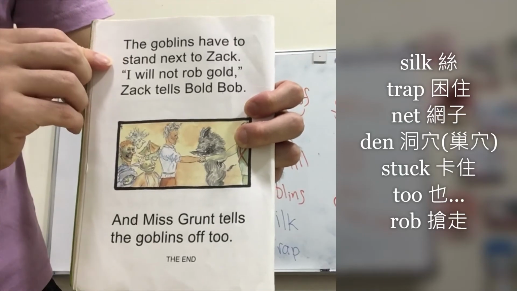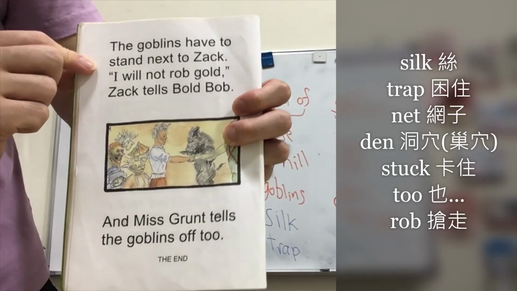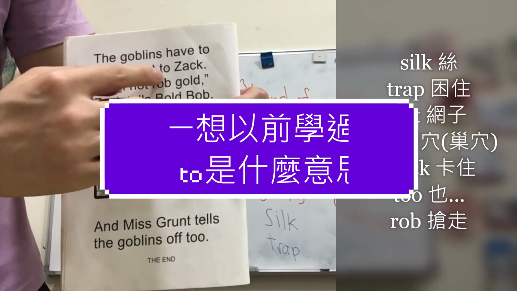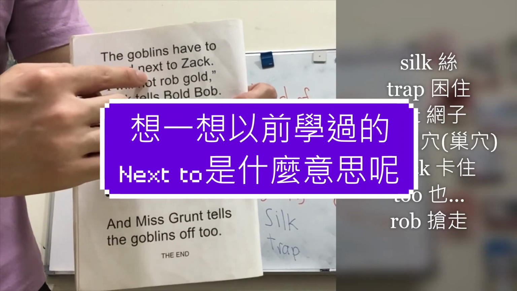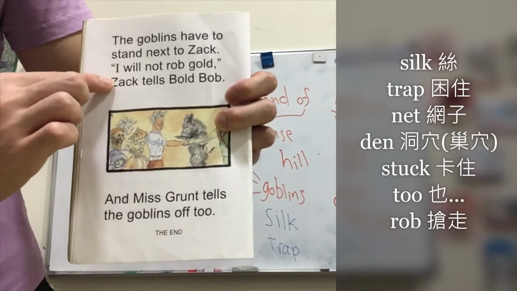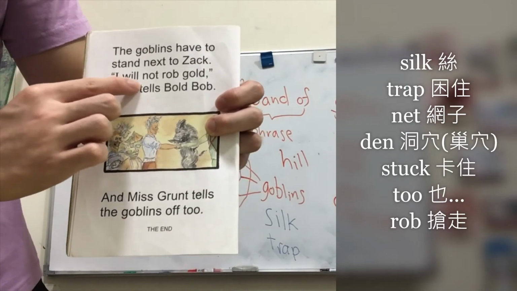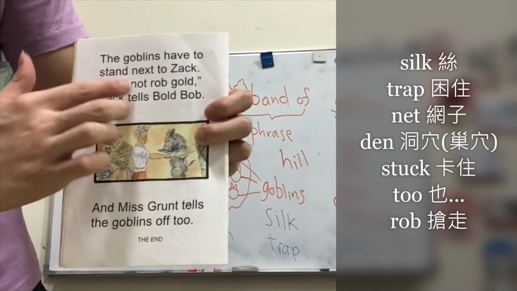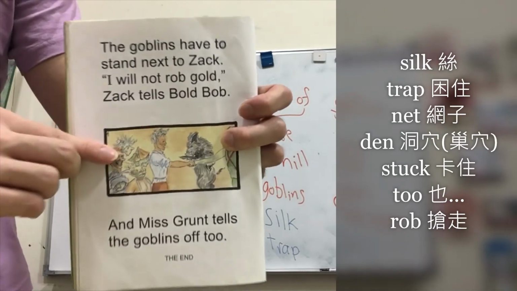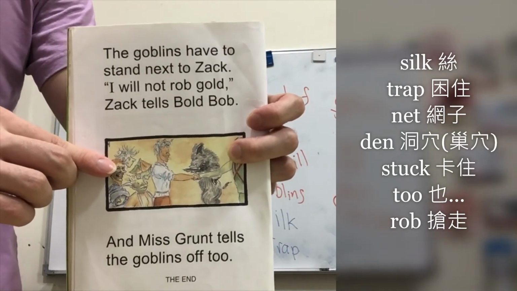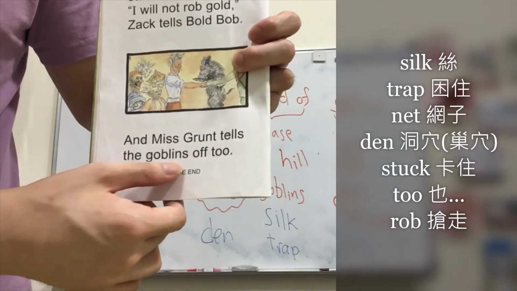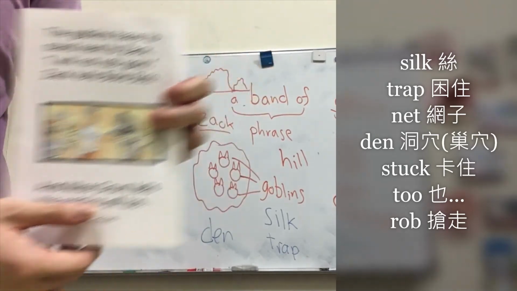The goblins have to stand next to Zack. Remember the word next to? The preposition next to. So what did Zack say? Zack says, I will not rob gold. Zack tells Bold Bob, I will not rob gold. And Miss Grunt tells the goblins off too.